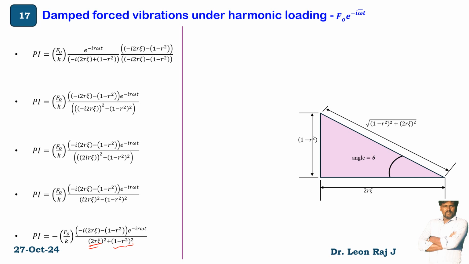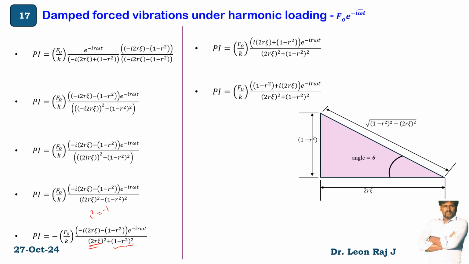So that's why this i square equal to minus 1. So this minus is taken out, and the numerator terms stays as it is. So just multiply this whole term e power minus i r omega t inside this, and you will get 1 minus r square plus i into 2 r xi into e power minus i r omega t.